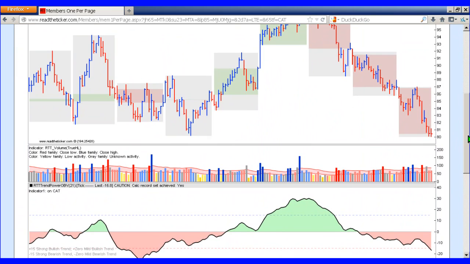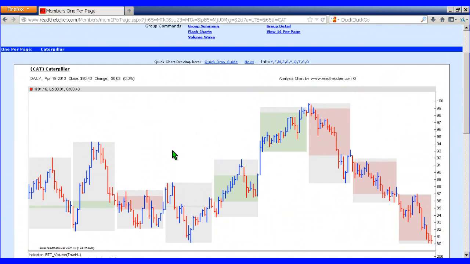Look at price moves with RTT, trend power, OBV, and you get to work out what the price action and volume say about what the institutions are up to.